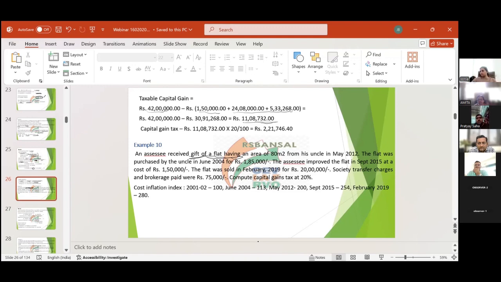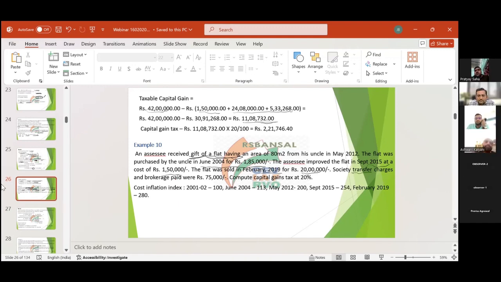The flat was purchased by the uncle in June 2004 for rupees 1,85,000. The assessee improved the flat in September 2015 at a cost of 1,50,000. The flat was sold in February 2019 for 20 lakh. Society transfer charges and brokerage charges were 75,000. Capital gain tax is at 20%.